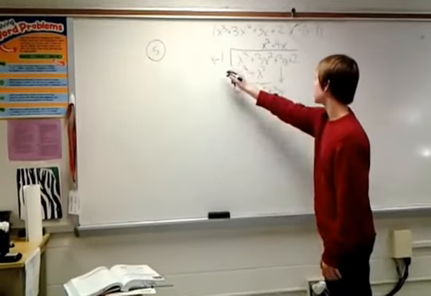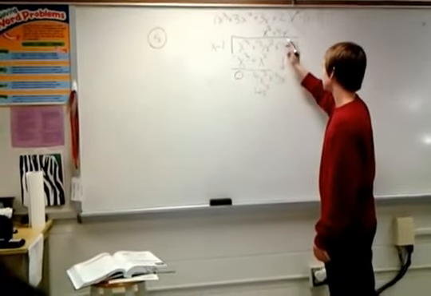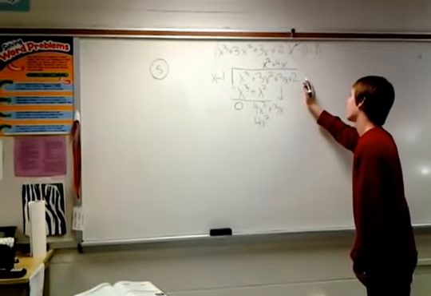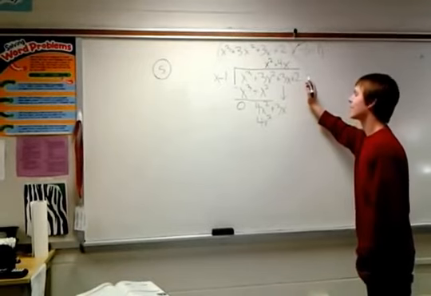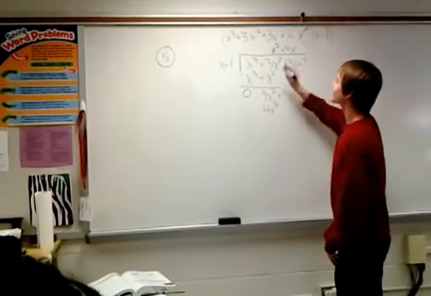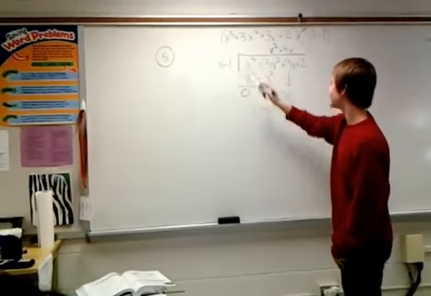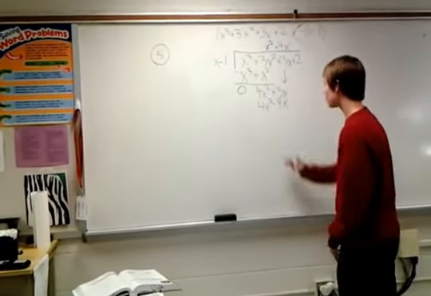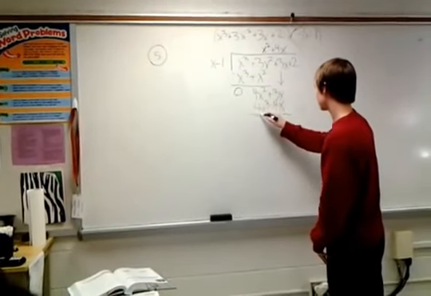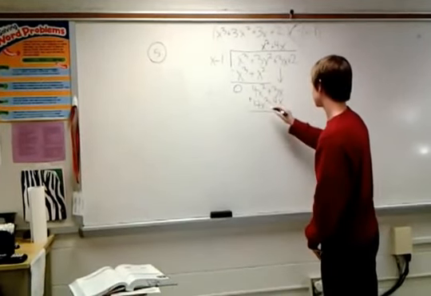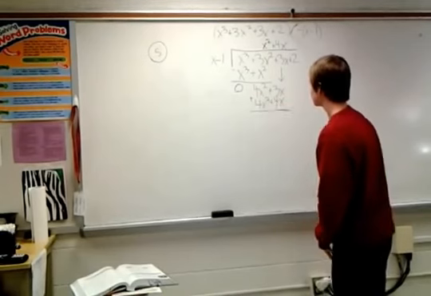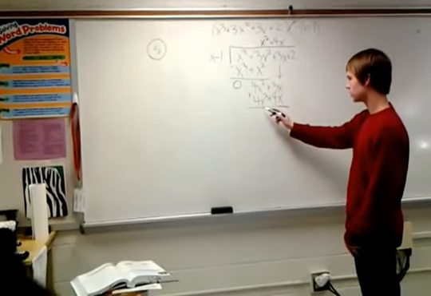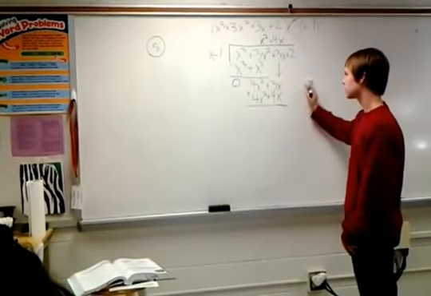And 4x times, hold on, I lost myself here. 4x times -1 is -4x. And we draw a line and we change the sign. So plus, plus. And you just combine. 4x squared combined with 4x squared is 0. No, that doesn't look right.